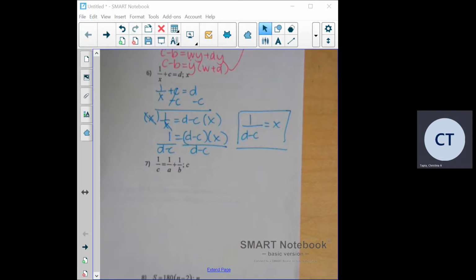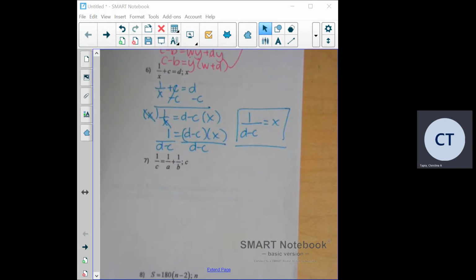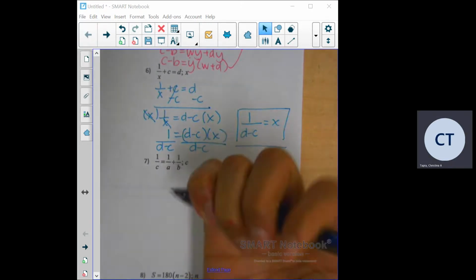This is the last question I'm going to do with you guys on the front page, and then we'll do one big question on the back. For question 7, it's asking you to solve for C. Okay, let me rewrite this first, get my life together.